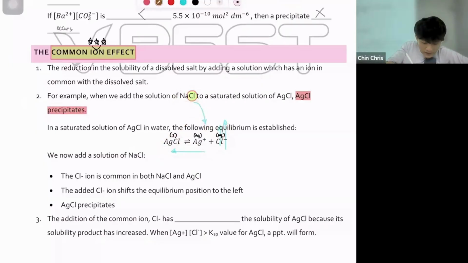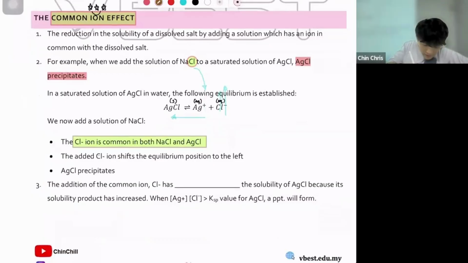So Cl minus ion is a common ion for NaCl and AgCl. Okay, so Cl minus shifts the position to the left, AgCl precipitates. Correct. So again, the moment you add any common ion, it always reduces the solubility of any salt.